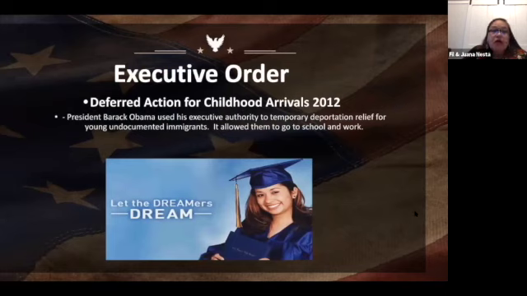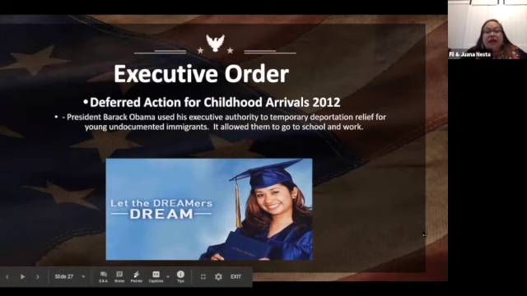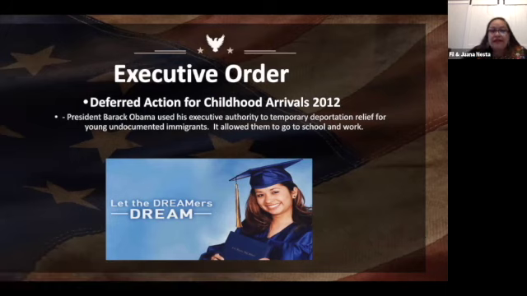Then there was an executive order during President Barack Obama's time, the Deferred Action for Childhood Arrivals in 2012. He used his executive authority to grant temporary deportation relief for young undocumented immigrants. It allowed them to go to school and to work. And so we see that a lot of these DACA recipients came unknowing. It wasn't them coming into this country because they wanted to. They were the children of immigrants, and so this essentially was something that needed to be granted.